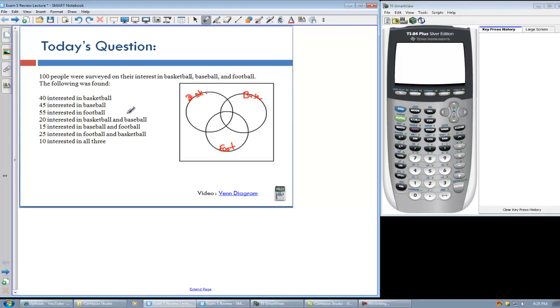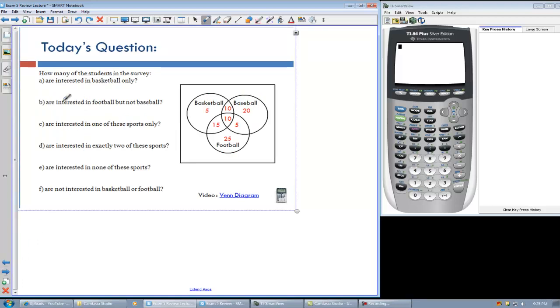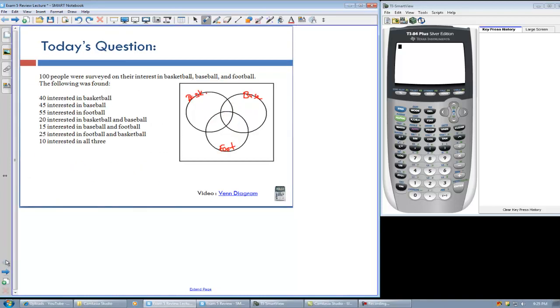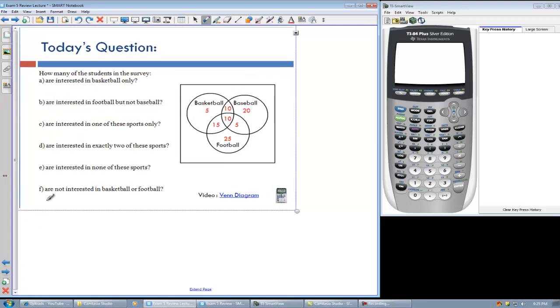And what we want to do is we want to answer a bunch of questions. So if we look on the next page over here, there's a bunch of questions here. And we want to answer how many of these students in the survey are interested in basketball and so on. And that should say people, not students, but it doesn't matter.